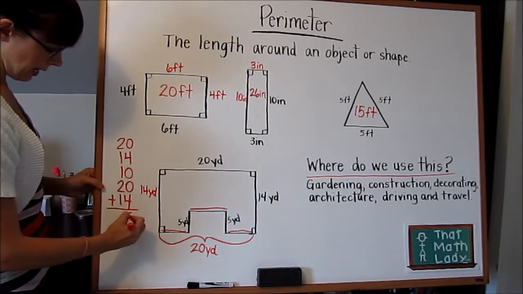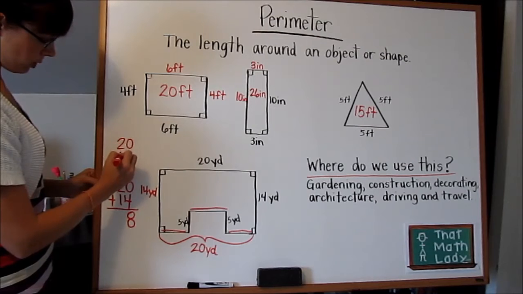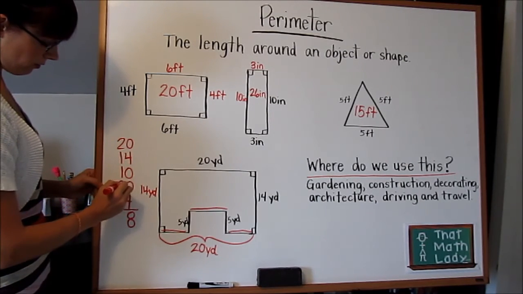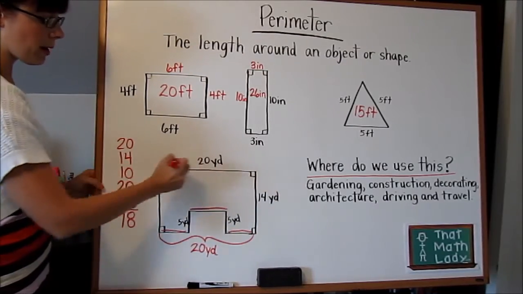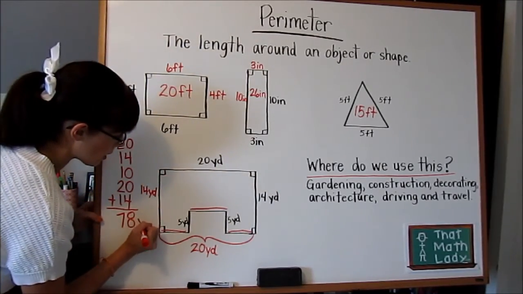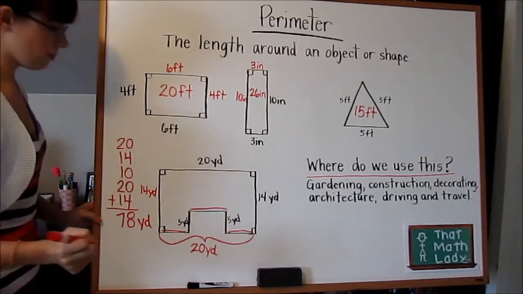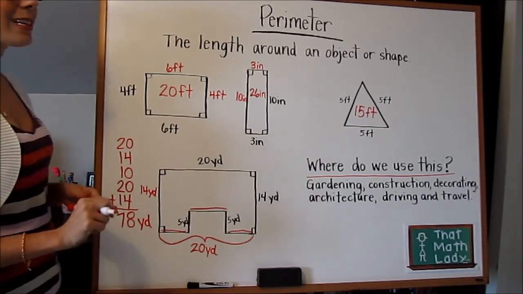4 plus 4 is 8. 2 plus 1 is 3, 4, 5, 6, 7. So the total perimeter around this shape is 78 yards. And that is a lesson on perimeter.